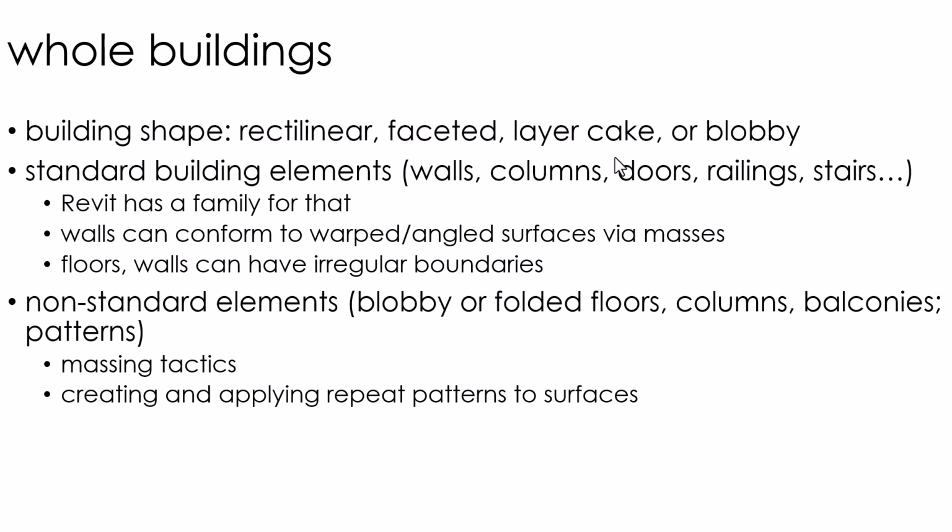You can also create non-standard elements: blobby or folded floors, columns that are shaped like mushrooms, and balconies with weird edges to them. And of course, for each of these objects, you'll need to think about how you are going to put them together. When is it worth leaving the happy and safe world of Revit families and going out into the wild, wild west of Revit massing?